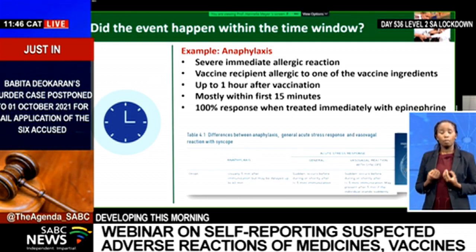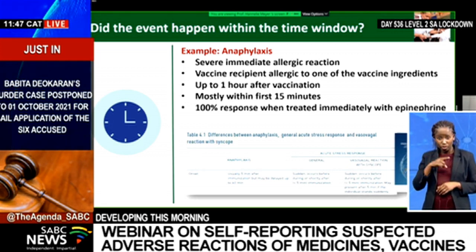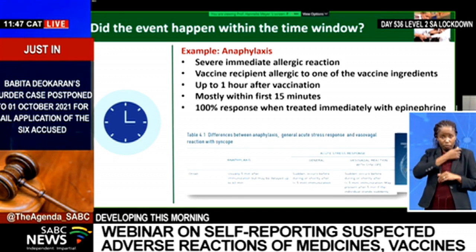And the good news is that it is 100% treatable immediately with epinephrine or with noradrenaline. So that is the reason why people need to wait at the vaccination sites at least for 15 minutes to make sure that there are no allergic reactions.